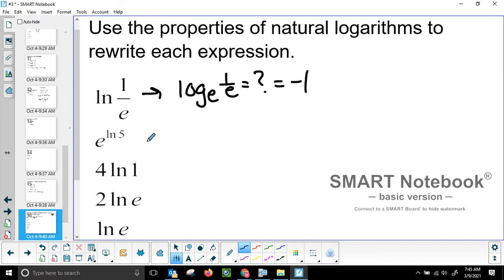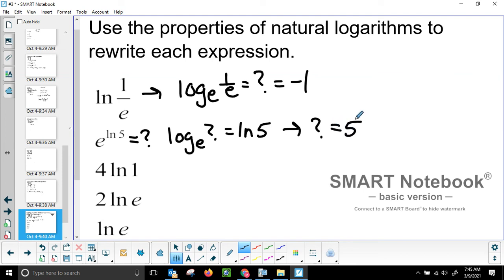But again, if you wanted to put this in logarithmic form, you would say log base e of question mark equals ln of 5. Remember, log base e is ln, so ln of question mark equals ln of 5. If ln of x equals ln of y, then x must equal y. So question mark has to equal 5. Essentially, these just cancel out. You can think of them that way.